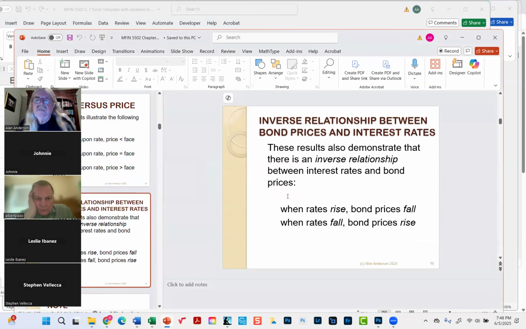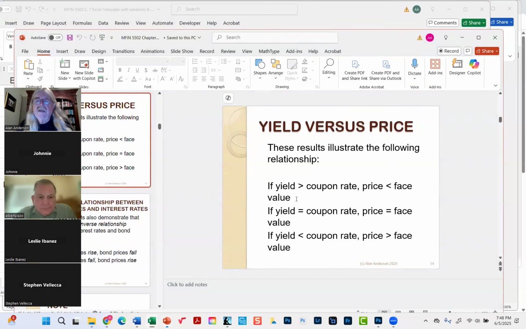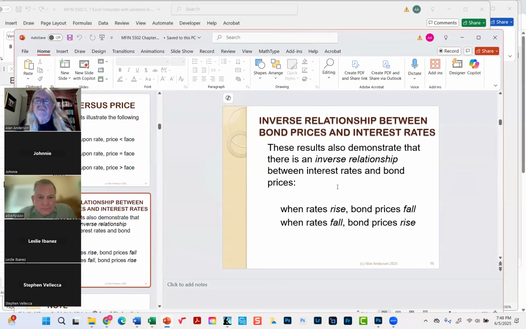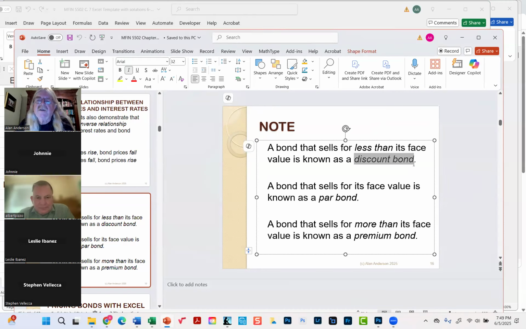Anyway, we already know there's an inverse relationship: when rates go up, bond prices fall, and vice versa, because the present values fluctuate. By the way, when we find a bond in the marketplace that's selling for less than its face value, we sometimes see it called a discount bond. If it has the same price as the face value, it's often called a par bond. And if it's selling for more than its face value, we often call it a premium bond. So this terminology simply tells us where the price is relative to the bond's face value.